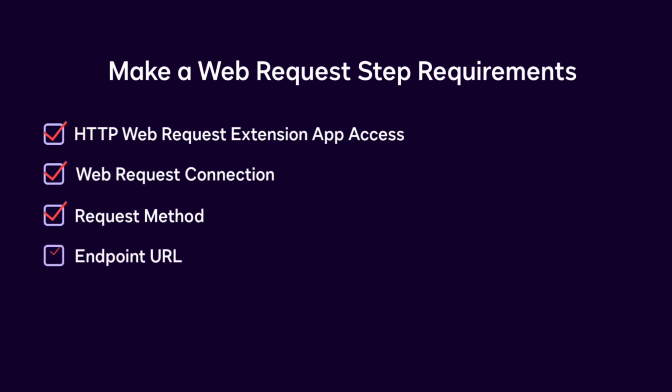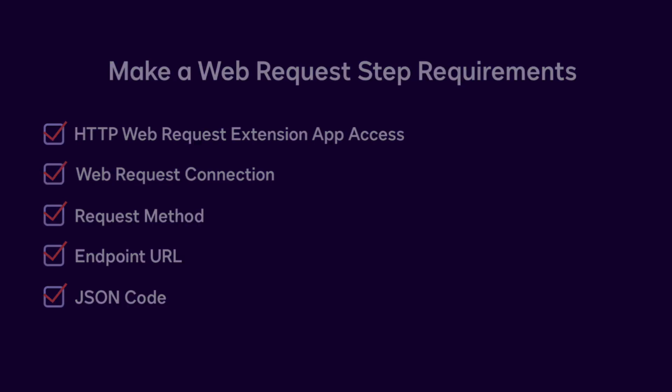You also need to have the correct endpoint URL, that is, the exact web address that DocuSign uses to target a specific record in your external system, and the JSON examples your technical team or the external system owner provides.